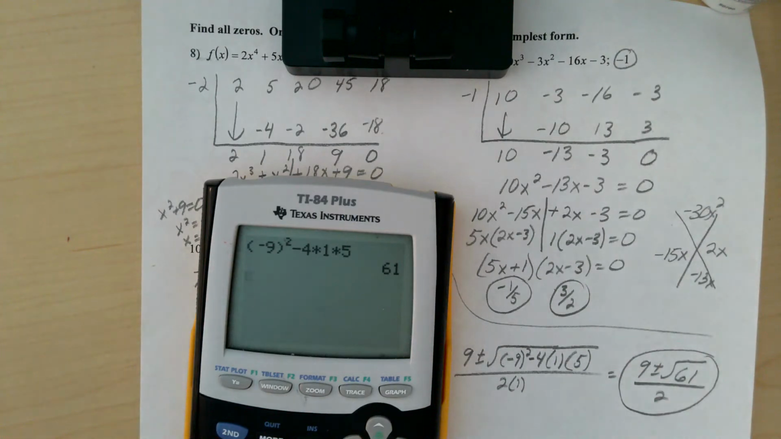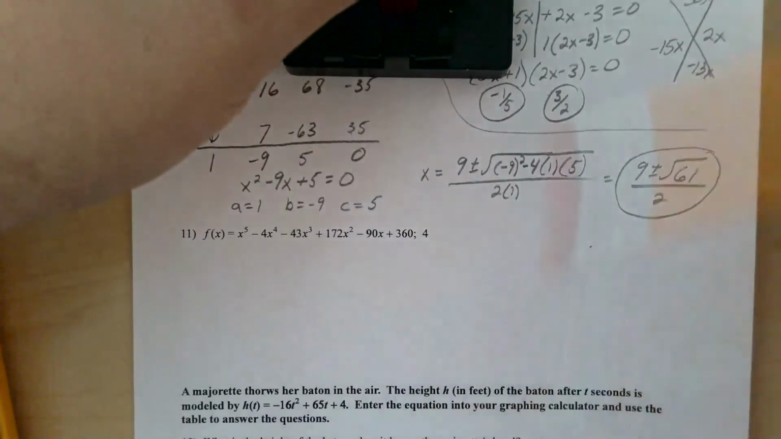I would get a decimal if I tried to clean up the square root of 61. Okay, so that's a good enough answer. That counts as both answers with the plus and the minus. Okay, a couple more, and then we are done.